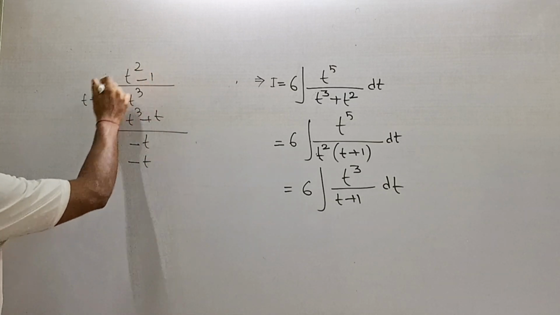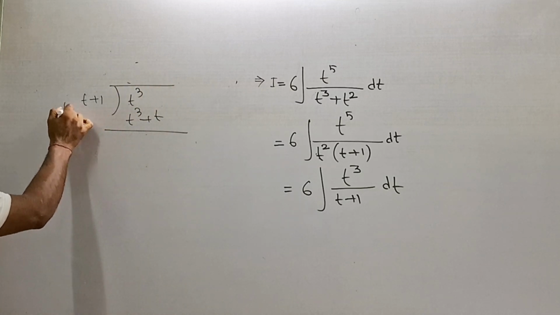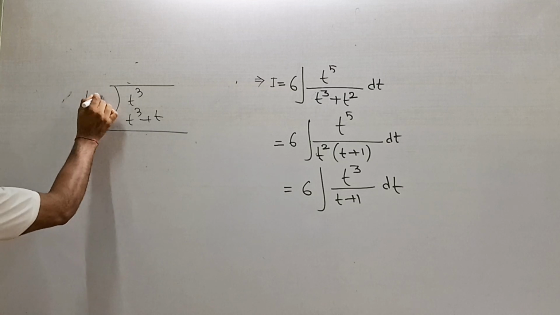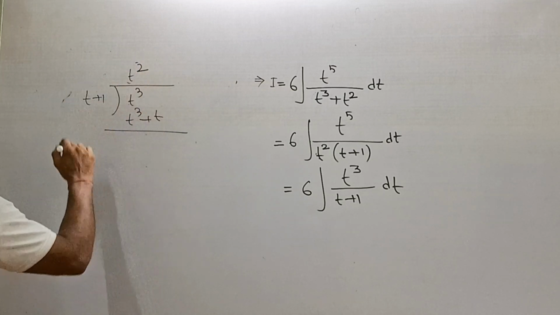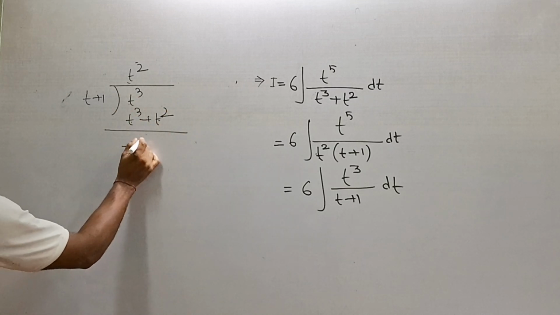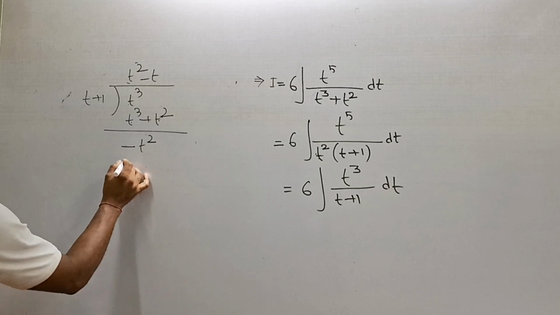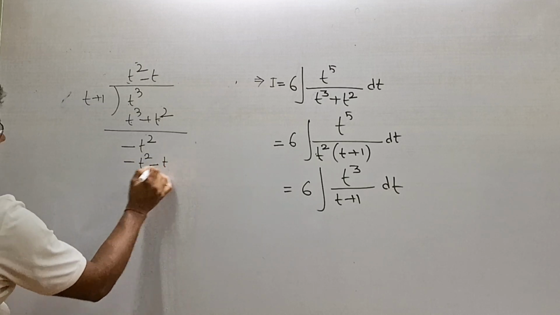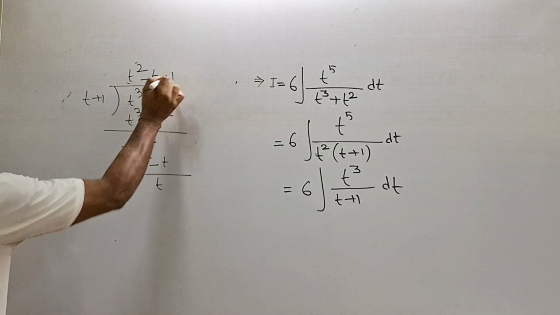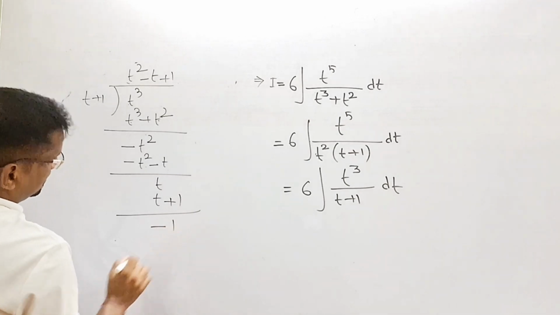Sorry, t square times t plus 1 gives t cube plus t square. Subtract it, minus t square. Then t plus 1, so I have to take minus t here. So it is minus t square minus t. Subtract it, then it is plus t. Then plus 1 I have to take. Then it will be t plus 1 and the remainder is negative 1.